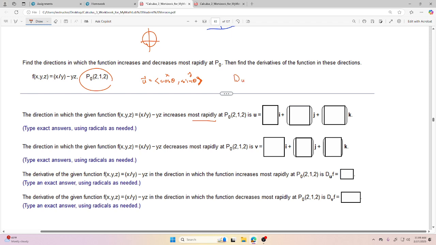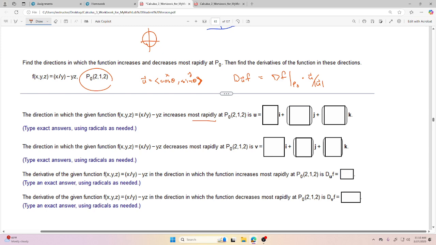So just as another reminder, the directional derivative of f in the direction of u is my gradient of f, right? Grad f at p naught dot u over the magnitude of u, essentially. We don't need the magnitude of u in this case, but I have to plug in p naught.